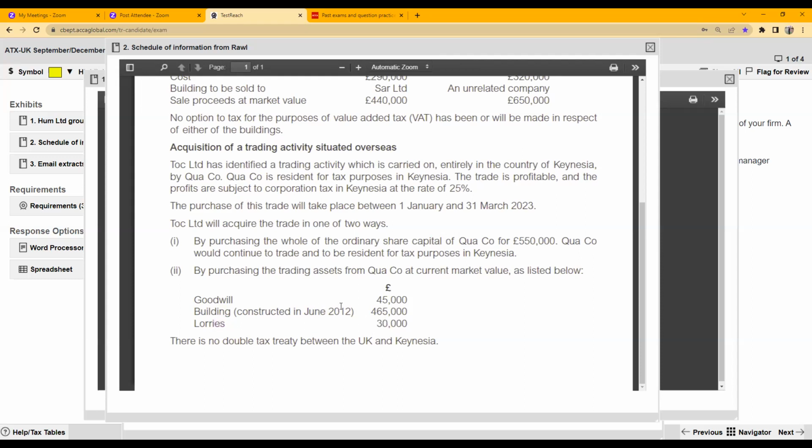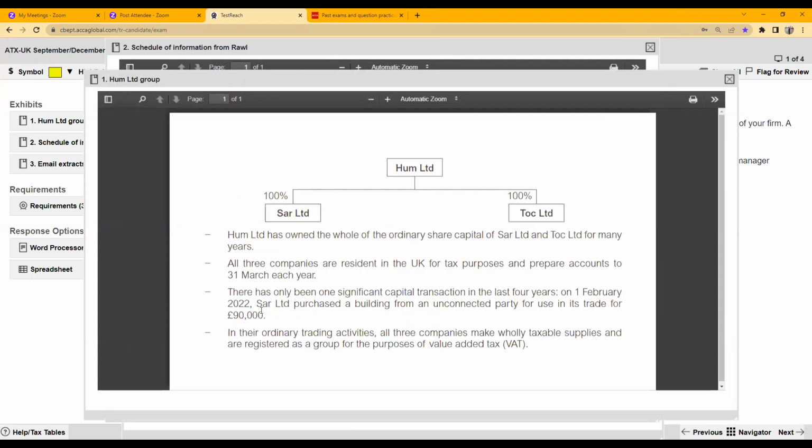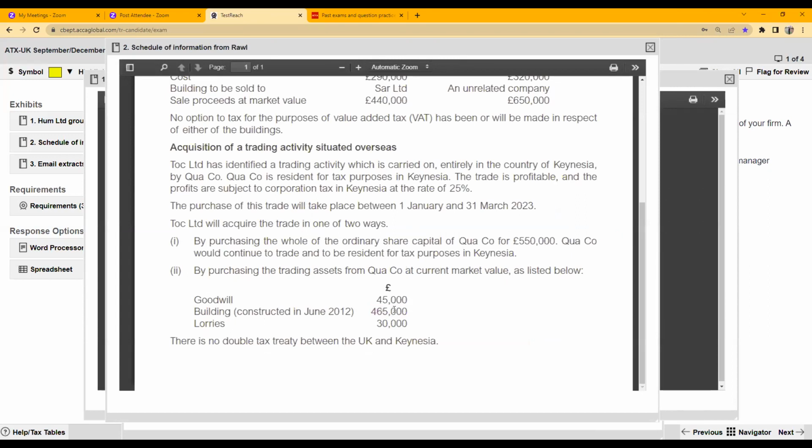And if we talk about the building, yes, the building is a business asset to the extent of 465,000. This amount can qualify for rollover relief, but also don't forget the other amount, because another group company purchased another business asset in the qualifying reinvestment time period. So I would be using in my answer the 90,000 value and the 465,000 value, because both assets are purchased within the qualifying reinvestment time period. Both are qualifying business assets, so we can claim the rollover relief based on the assets' value.